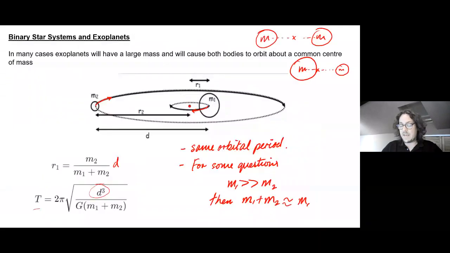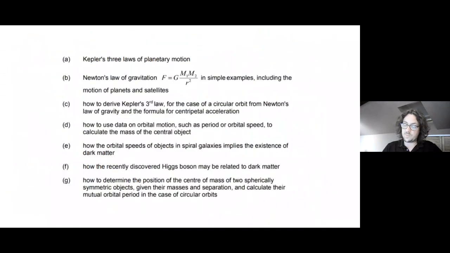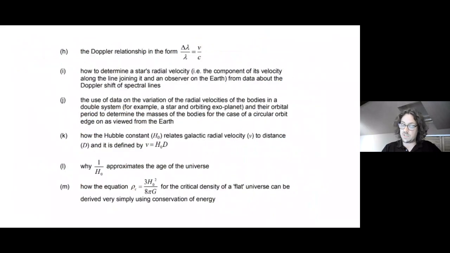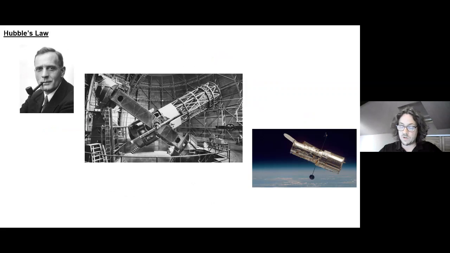We did make ever so slight inroads into this next one here. We did the Doppler relationship. We got as far as this one here as well, to determine the star's radial velocity. But we didn't sadly get as far as Hubble. We didn't get as far as the great man himself. So maybe we'll have to save that for another time. Thank you, everyone.